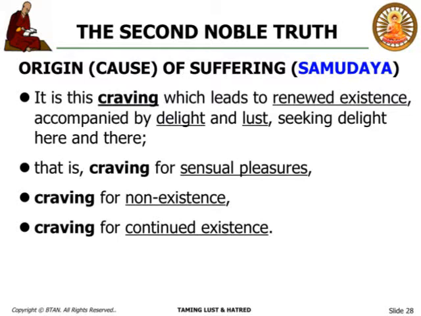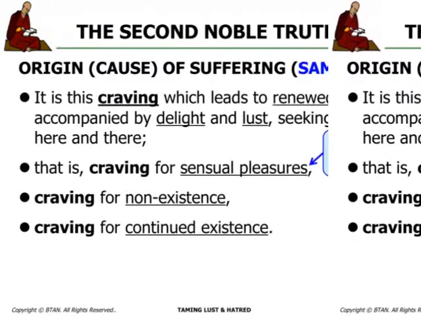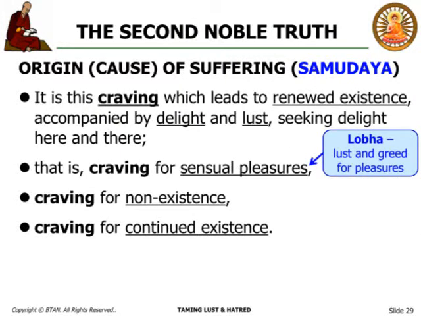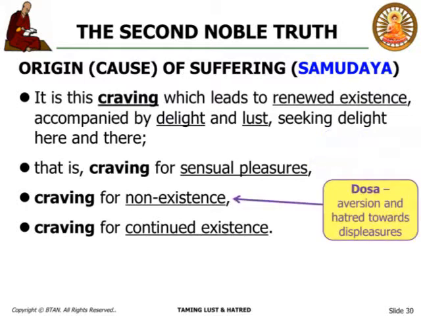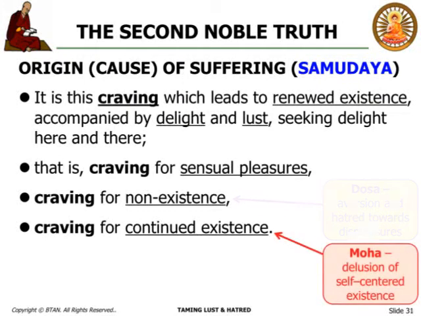The first kind, craving for sensual pleasures, is lobha, lust and greed for pleasures. This craving for non-existence is to get rid of something which you don't like. That is dosa, the aversion and hatred towards displeasures. And then this craving for continued existence is the delusion that there is a self that exists and therefore I want the self to continue to exist. And that is moha, the delusion of self-centered existence.